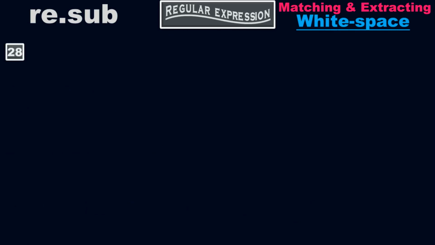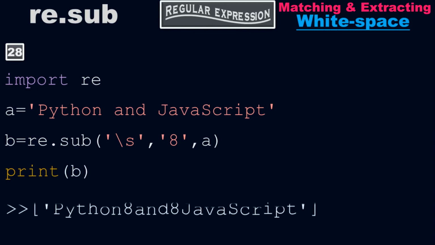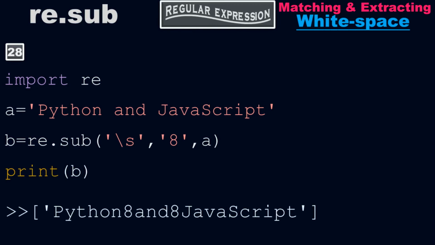Example number 28. Import the regular expression library, a equals Python and JavaScript, b equals regular expression dot sub of backslash small s, comma 8 inside the quotes, comma a. Print of b, when you run it, you will get this: Python 8 and 8 JavaScript. This will be the output. It is exactly the same thing we did in example number 27, but this time I put 8. It is a digit. You must include this value inside the quotes. Whether it is a character or any digit, it has to be included inside the quotes.